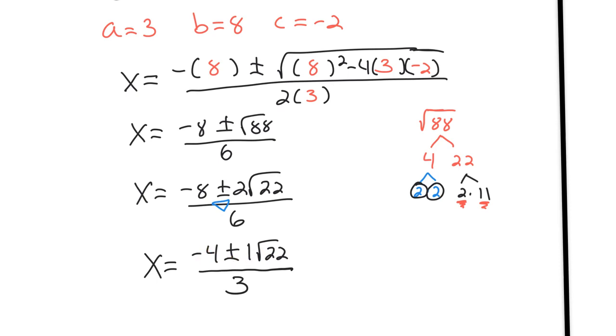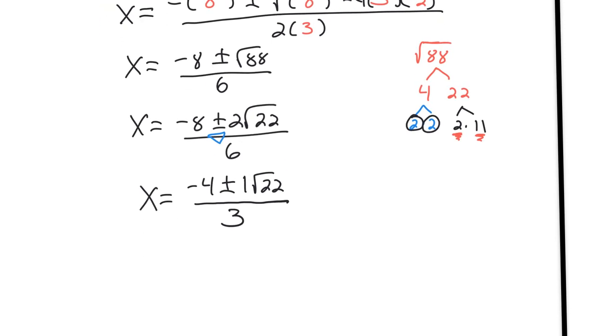So let me just rewrite that without the 1 here. So my answer will be, without the 1, x equals negative 4 plus or minus the square root of 22 over 3.